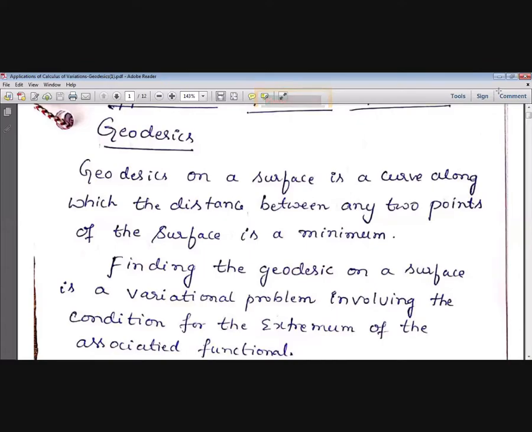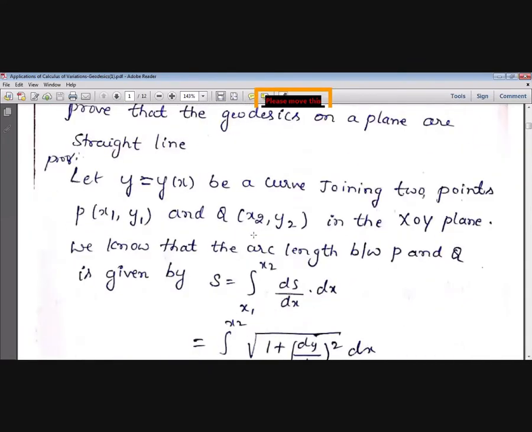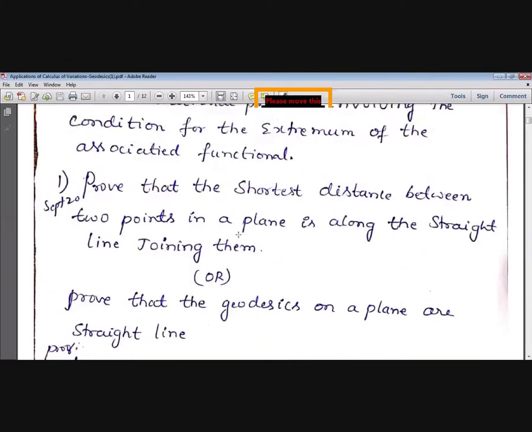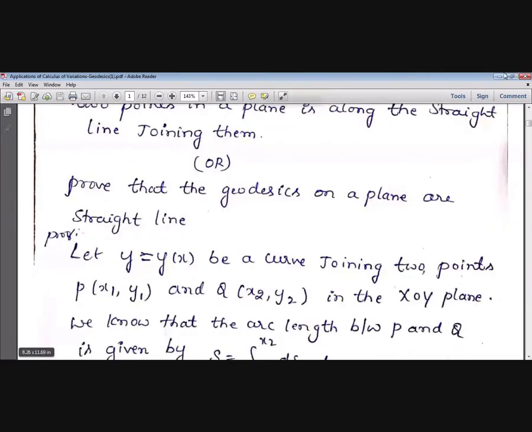In yesterday's class, we were discussing applications of calculus of variation. So this we started. Prove that the shortest distance between 2 points in a plane is along the straight line joining them. Or they can also ask like this: prove that the geodesics on a plane are straight lines. Okay, so this is very important.